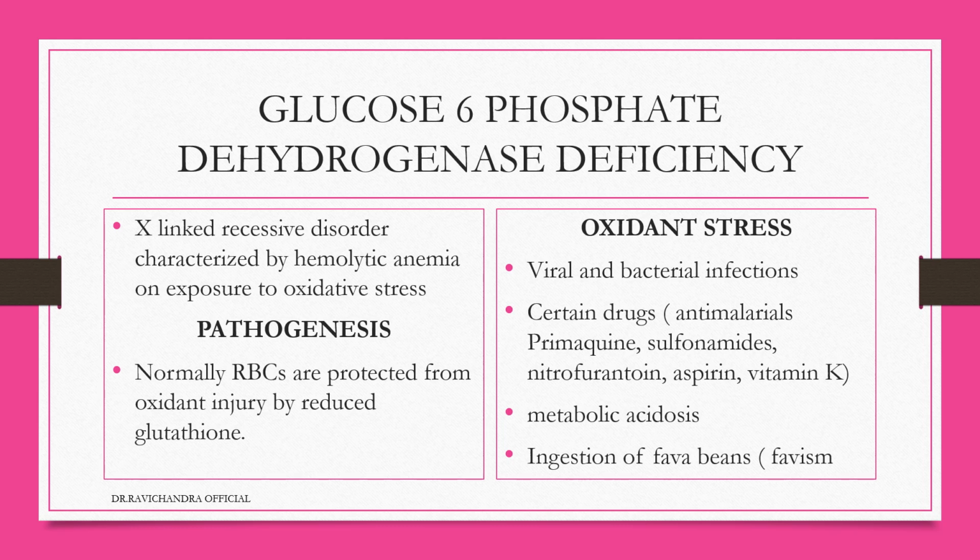In pathogenesis, normal red blood cells are protected from oxidant injury with the help of reduced glutathione. The causes for oxidative stress are viral and bacterial infections, certain drugs like antimalarials, primaquine, sulfonamides, nitrofurantoin, aspirin, vitamin K, and conditions of metabolic acidosis and ingestion of fava beans, which is called favism, will result in oxidant stress, thereby causing hemolytic anemia in G6PD deficiency. Favism can be asked as a 3 mark question or a 1 mark MCQ. Ingestion of fava beans will result in favism.